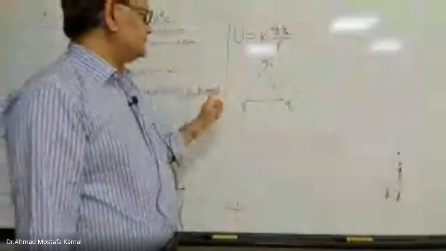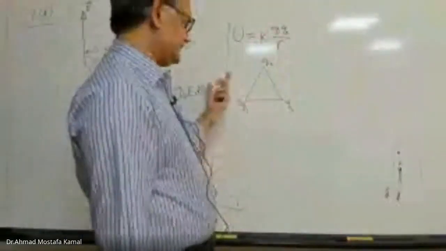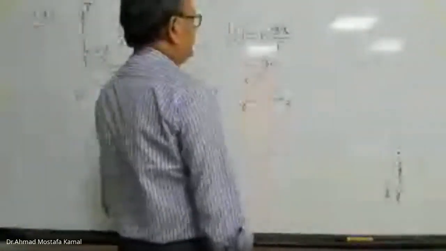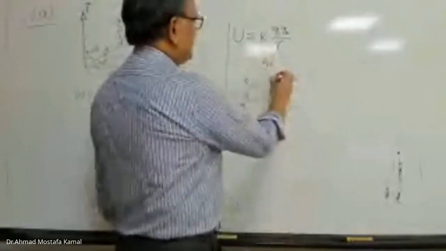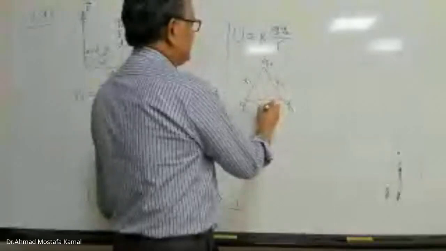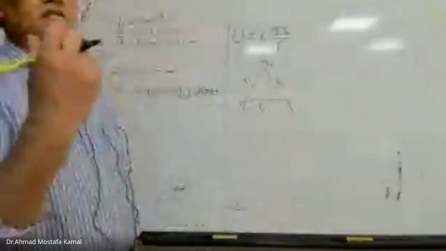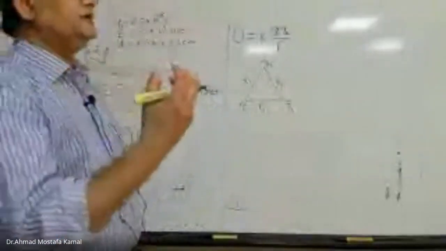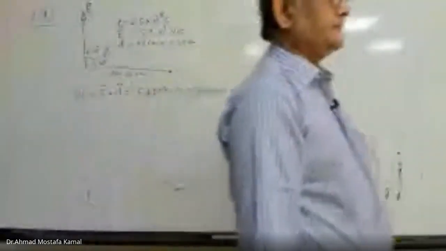U1 equal to K Q1 Q2 by R1, say this is R1. Then U2 is K Q2 Q3 by R2. Then U3 is K Q1 Q3 by R3. Three contributions will be there. The three pairs will be there. So just add them, you will get the total potential energy.